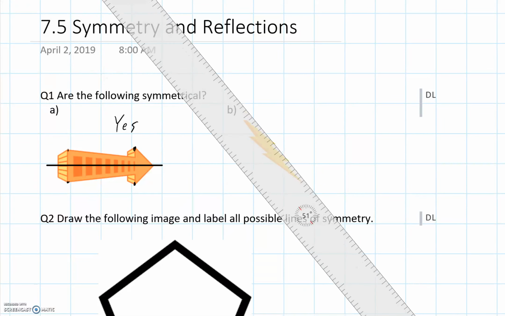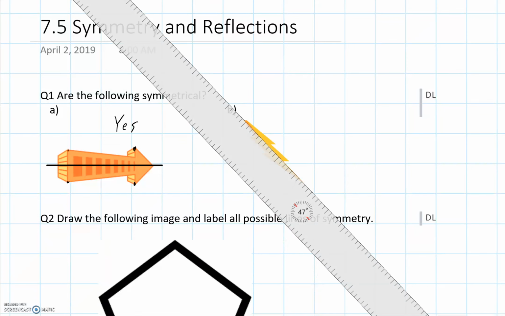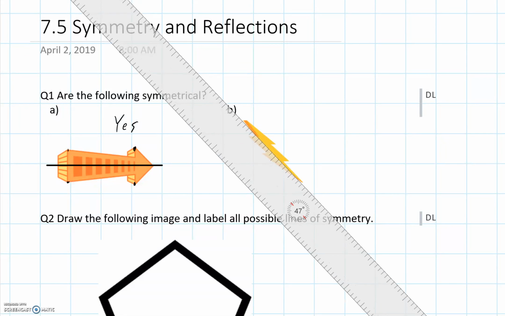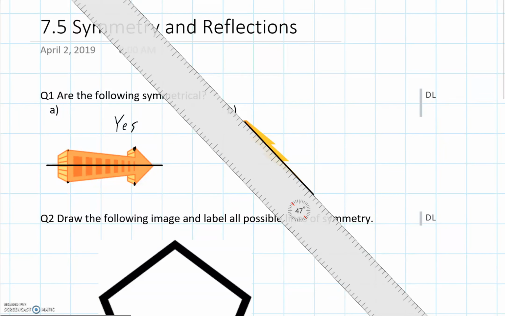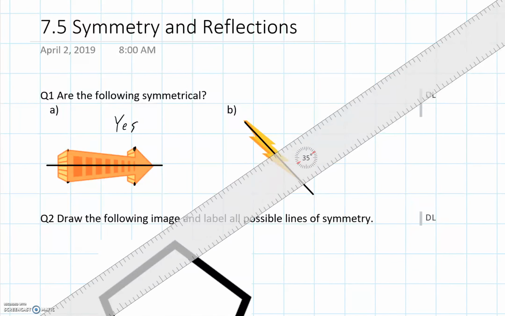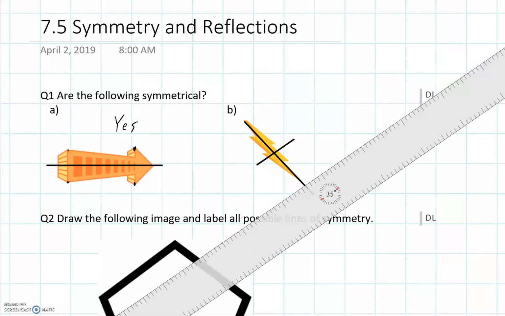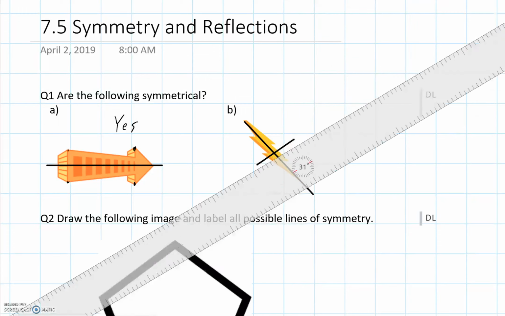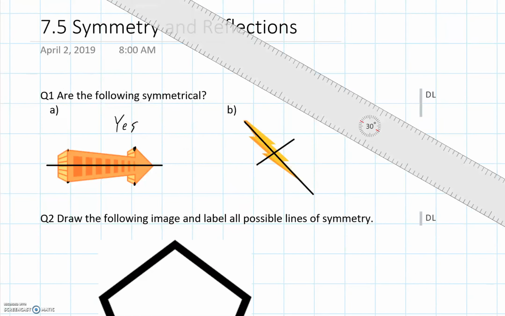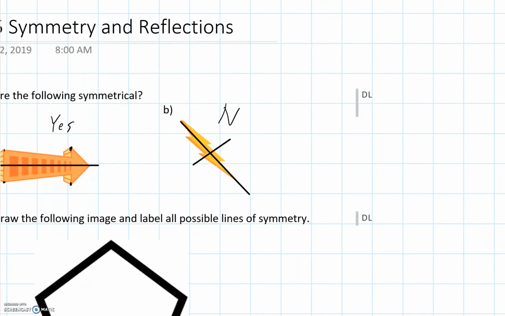Now, here we have this lightning bolt. Is this one symmetrical? Well, I would say no. If you try to draw a line like this, it's not the same above and below the line. Try to draw a line like this, not the same. And if you try any other angle, it's still not going to be the same. Okay? So, no, this is not symmetrical.